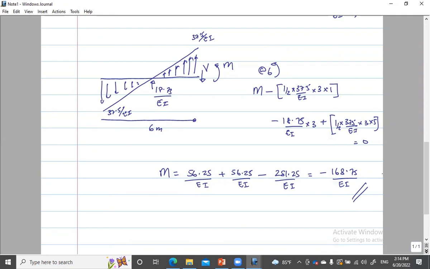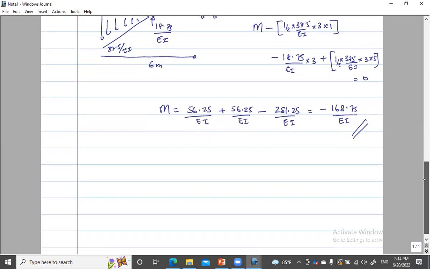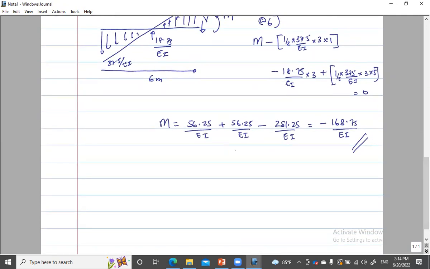Okay, so that is the beauty of mathematics. So that is why this method is preferred. Now, we didn't do much sketching and finding incorrectly. We straight away found the value. That is the advantage of using the conjugate beam method.